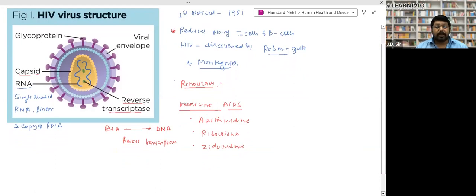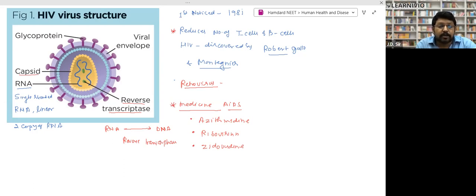This is very important. When you read, you ignore this point. The number of times the question has been asked: which of the following is an effective medicine against AIDS, right? Azithromycin, ribavirin, and zidovudine, right? These are the medicines against viruses, against this HIV virus. Please note down.